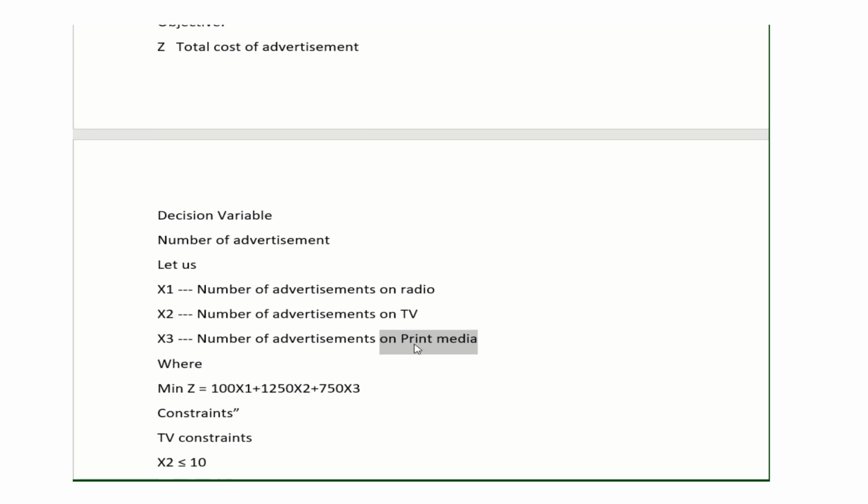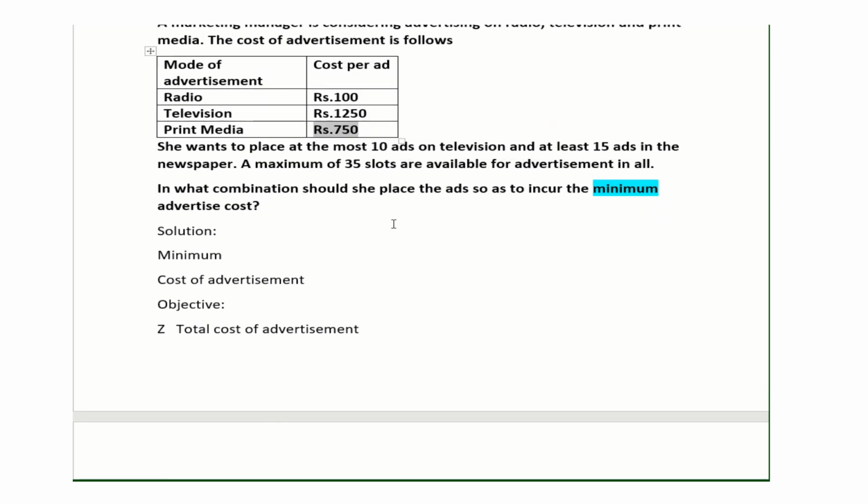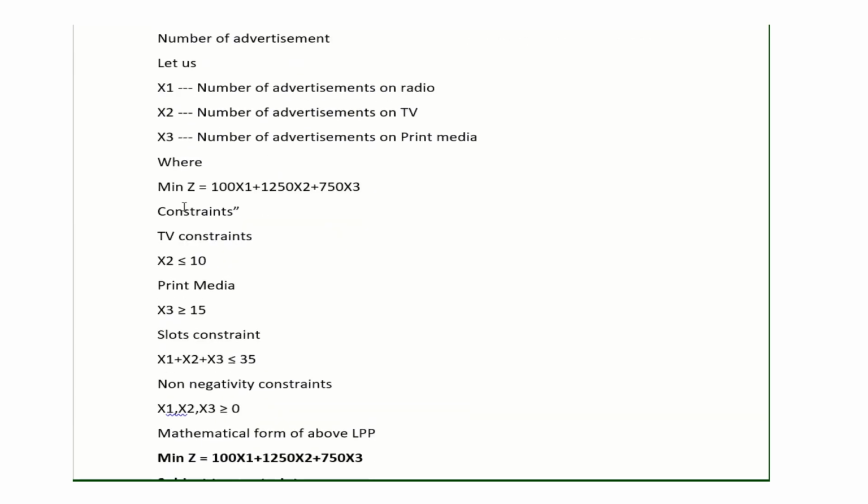So what is the cost to be spent for each advertisement? In the question itself they gave: for radio rupees 100, for television rupees 1250, for print media rupees 750. So minimize z is equal to 100x1 plus 1250x2 plus 750x3. Right. Next we want to discuss the constraints, so subject to the constraints.